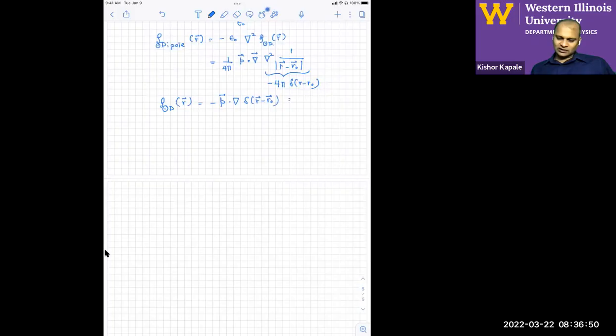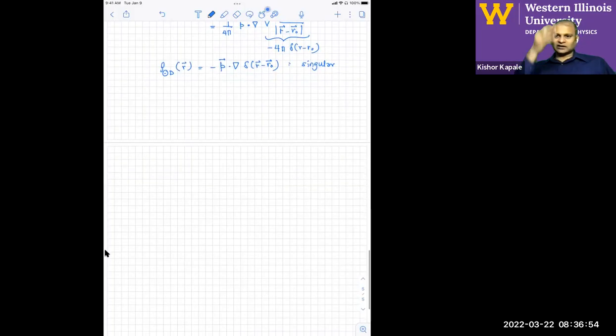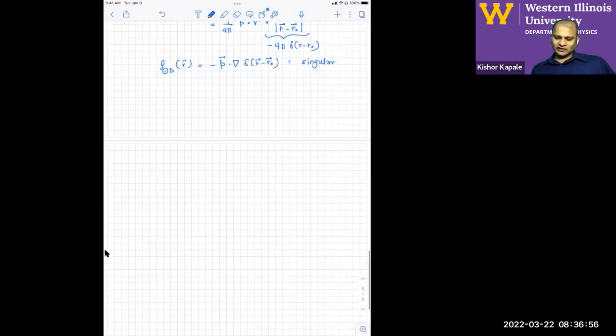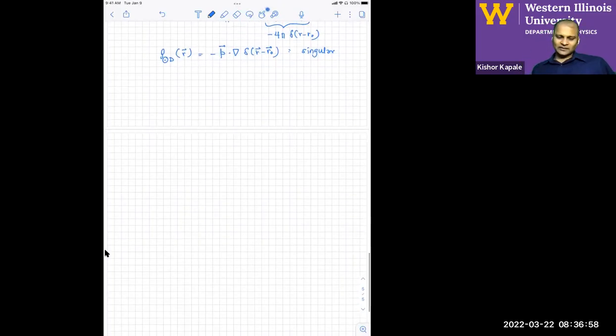Okay, and this is singular. Delta already is a singular function. It varies so rapidly. The gradient of that is going to blow up very quickly, right? So it's not something that seems to be finite. It seems singular, which makes sense, right?